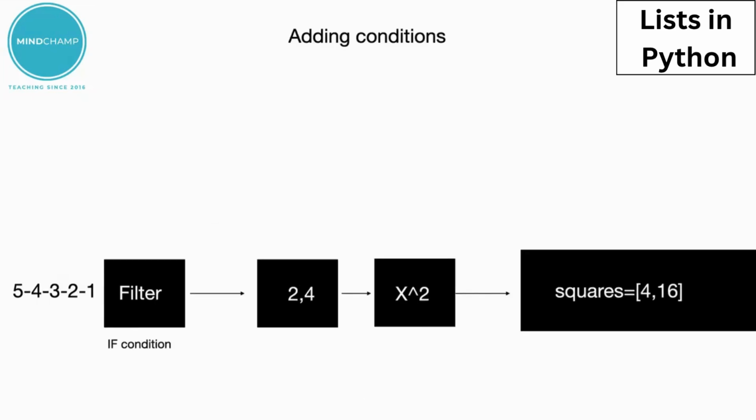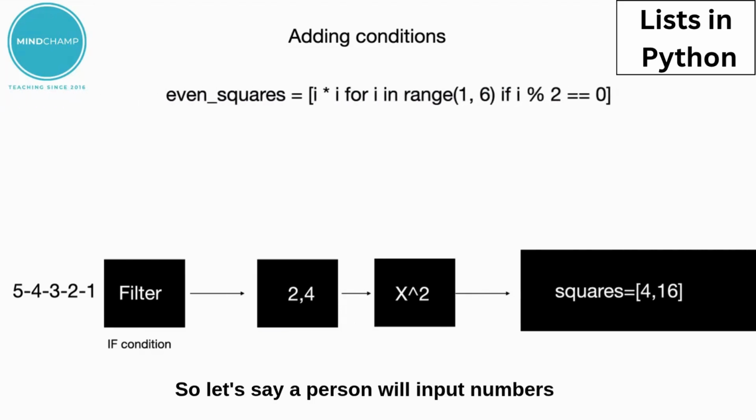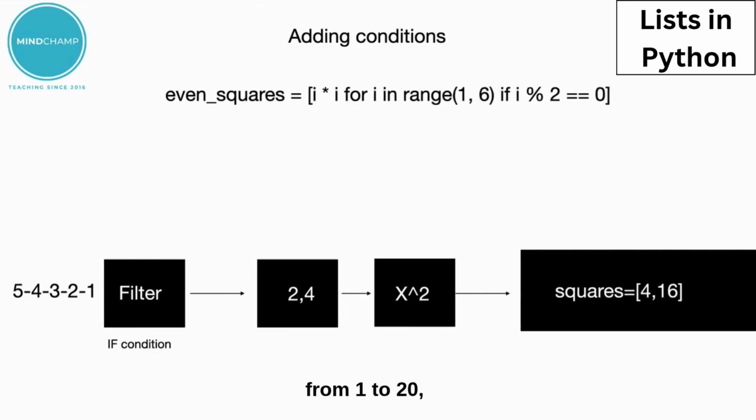Next is adding conditions. This is basically filtering. So filtering, in the sense, as the word suggests, I want to remove a few inputs based on a condition. So let's say a person will input numbers from 1 to 20, but I only want numbers that are divisible by 5 to be stored in my list. Adding conditions will allow you to do that by filtering out all numbers that are not divisible by 5.